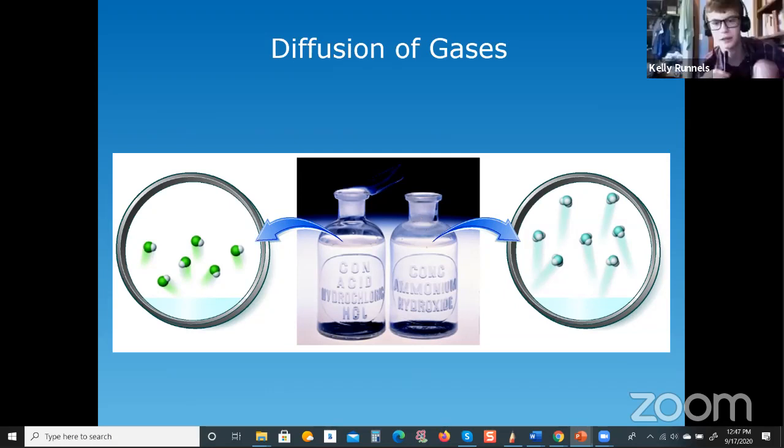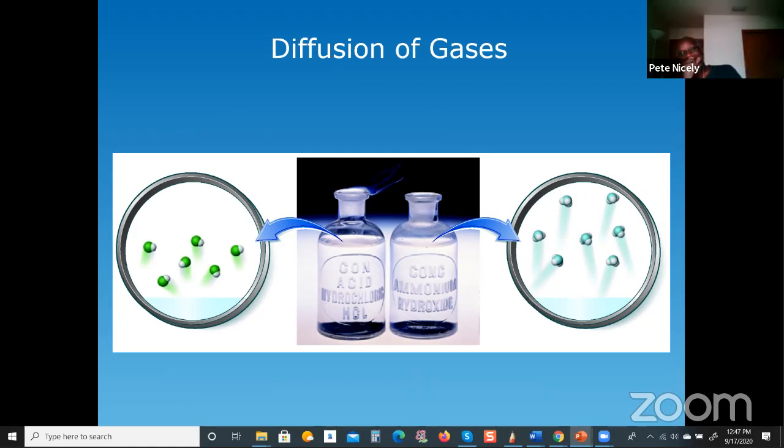I think I've guessed it. Is the hydrochloric acid, what's the word, more massive than the ammonium hydroxide? Okay, and therefore? It doesn't diffuse as fast, and so the ammonium hydroxide gets to the neck of the hydrochloric acid bottle first.